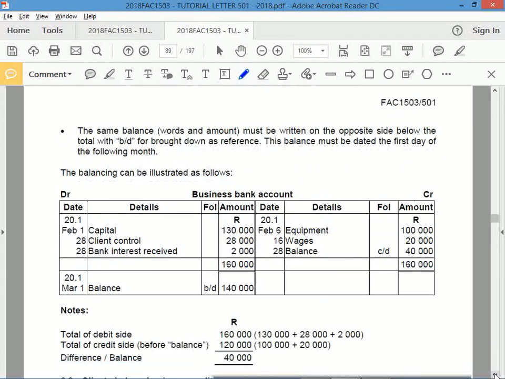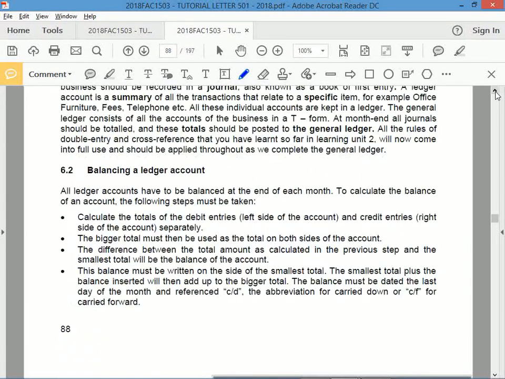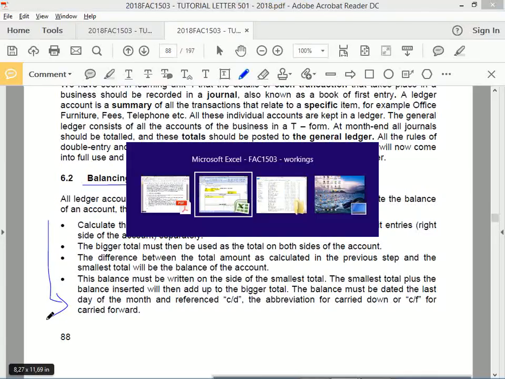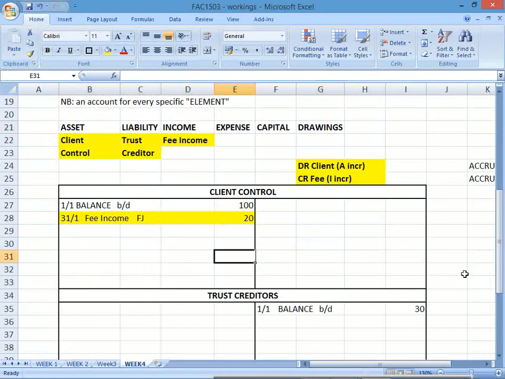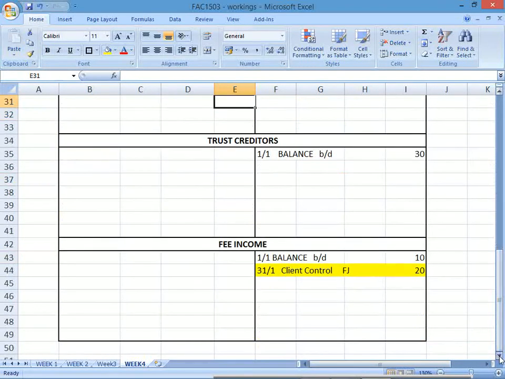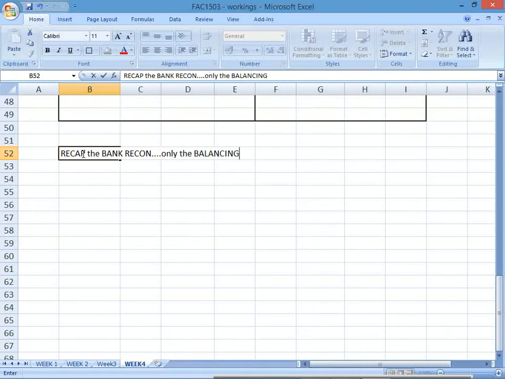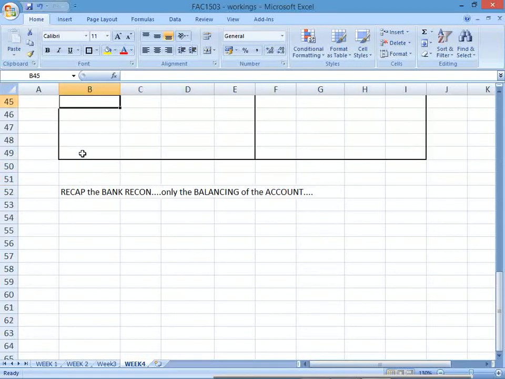Alright, balancing the ledger accounts. This is a process and they've given you steps here. That's really good. Before, they never gave it to the students, they had to practice it. So let's balance an account. Okay, I'm going to use the bank recon because we've looked at something already there. Okay, recap the bank recon. Only the balancing though of the accounts. Okay, I'll give you one to do, I'll do one with you.